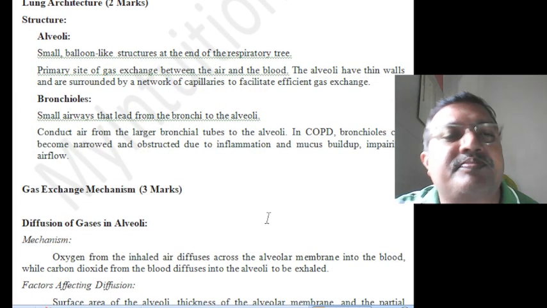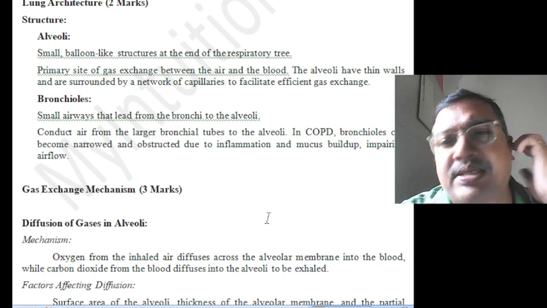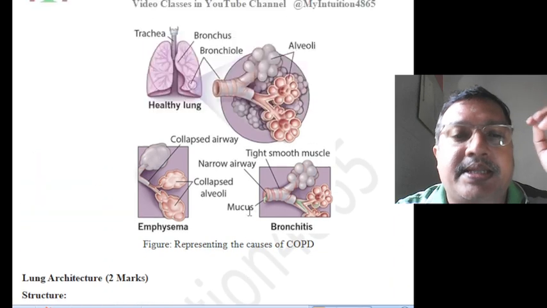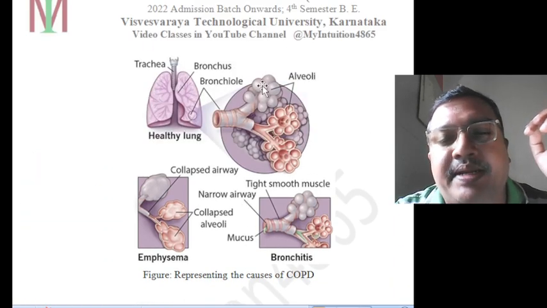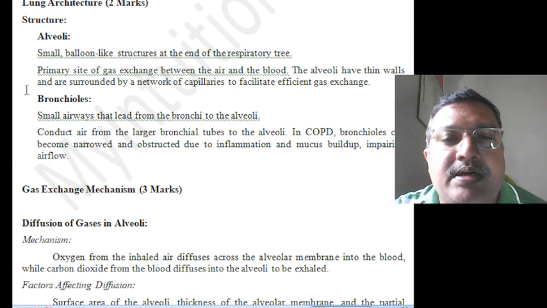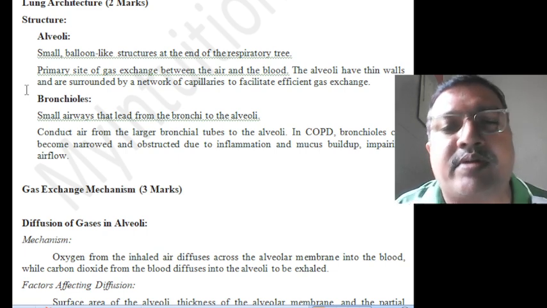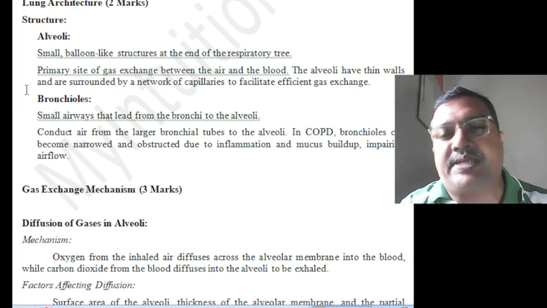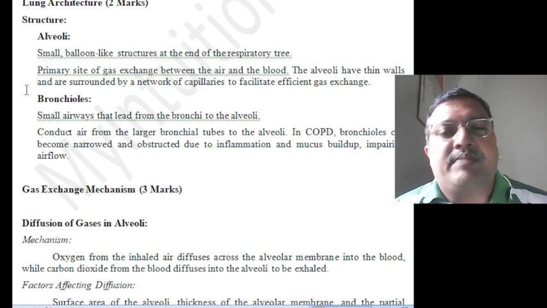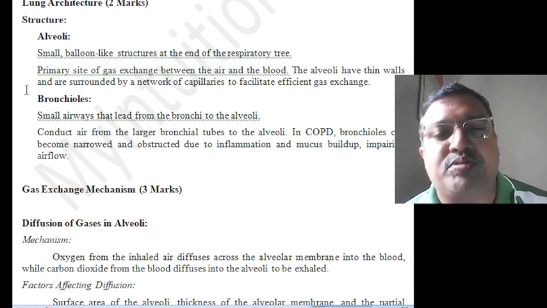So lungs architecture, the structure of lung, is represented with alveoli, bronchioles. Alveoli is the small balloon-like structure at the end of the respiratory tree that is inside the lung. That is what I represent as the tree. It's not a tree as such. Okay, so the primary site of gas exchange between air and the blood happens at alveoli. The alveoli have thin walls and are surrounded by a network of capillaries to facilitate the efficient gas exchange. Bronchioles are the small airways which lead from the bronchi to the alveoli. They conduct the air from the larger bronchial tubes to the alveoli.